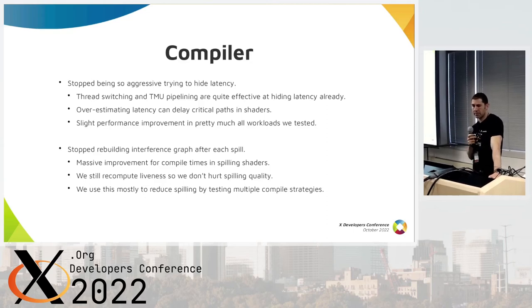We do recompute liveness though, because if you don't, the quality of your spilling decreases very significantly. But nowadays, with each of the compiler strategies that we have, we can run it fully with all the spills and fills, and then at the end choose the one that is the fastest for our platform. We don't have to stop the process as soon as we see a spill because we can take the compile times.